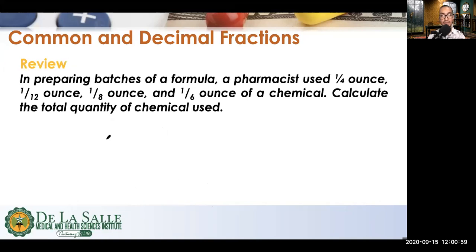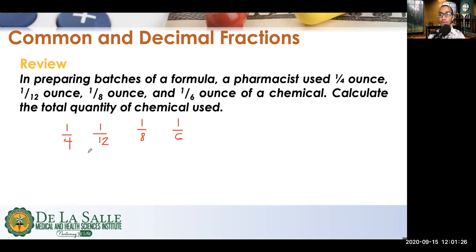So, how are we going to compute this? It says you want to prepare batches of a formula with 1/4 ounce, 1/12 ounce, 1/8 ounce, and 1/6 ounce. The question is to calculate the total quantity of chemical used. So, what are we going to do?